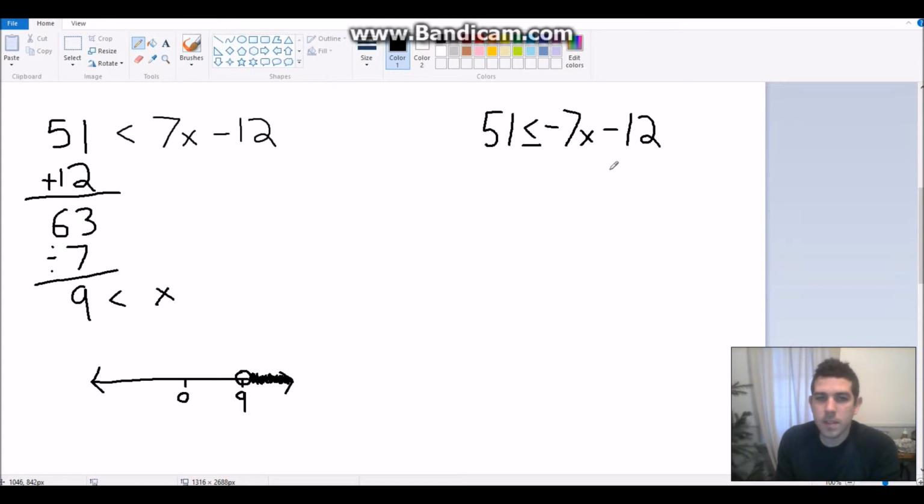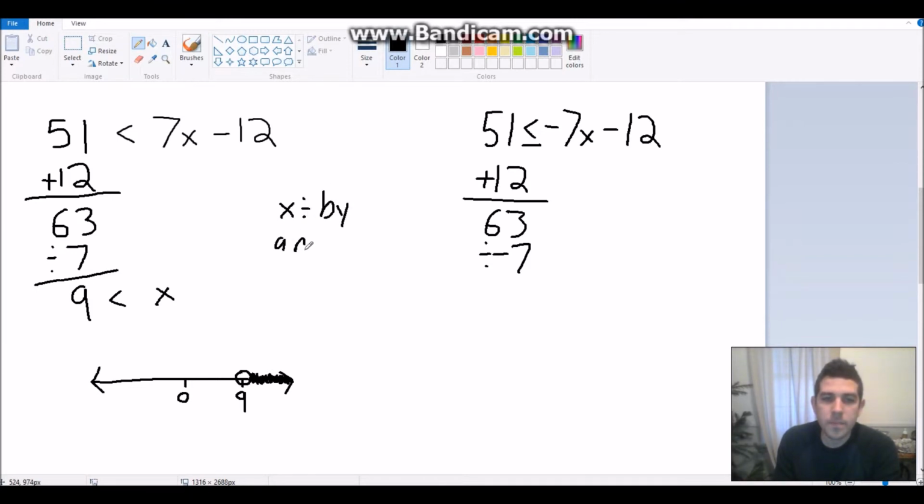Well, step 1, opposite of the addition or subtraction, same thing. Add 12, 51 plus 12 is 63. But now I want to do the opposite of the multiply. I'm going to do the opposite of multiply by negative 7. I'm going to divide by negative 7, and here's the tricky part. When you multiply or divide by a negative, when we're trying to solve, you have to flip the inequality.